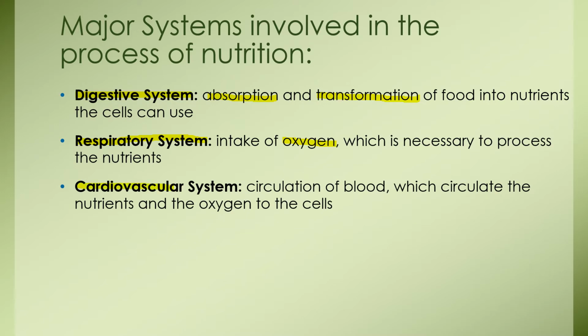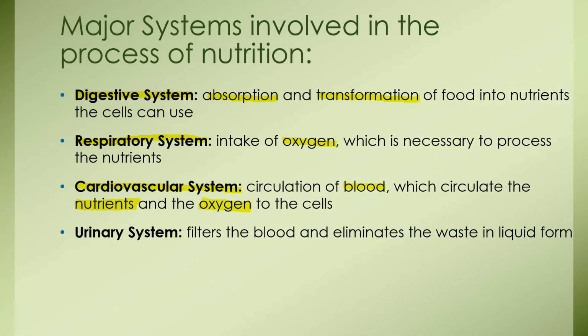Another one is the cardiovascular system. It's responsible for the circulation of blood. And the blood is the main way by which the nutrients and the oxygen can go into the cells. So without the blood, it doesn't matter if you have the nutrients or oxygen, if you cannot transport them from one cell to another and throughout your whole body, it has no function at all. So that's why the cardiovascular system is also integrated.